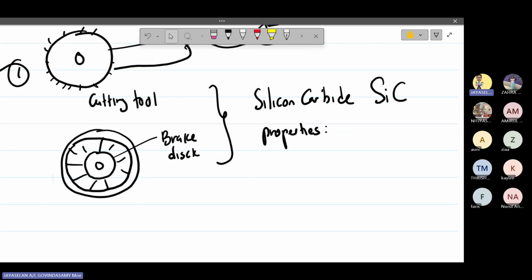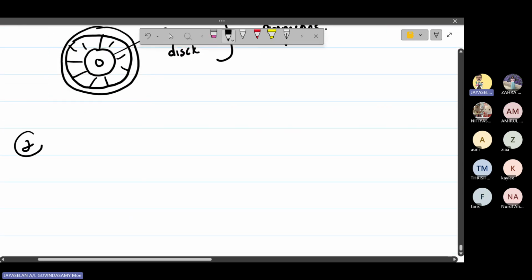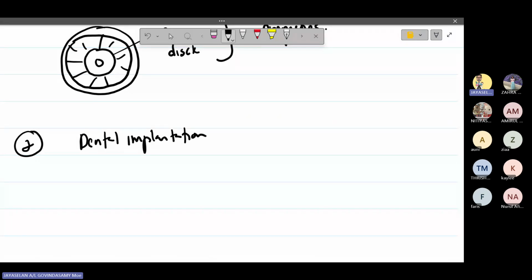Next. Okay, next one. Number 2. They show you dental implantation. Dalam exam, dia tunjuk gambar gigi.